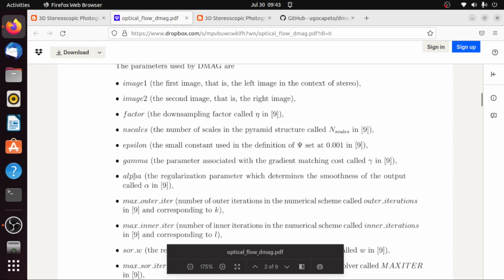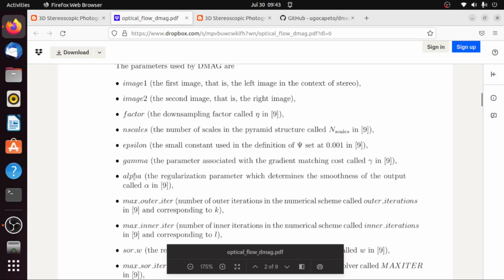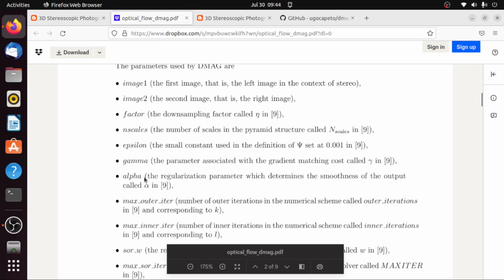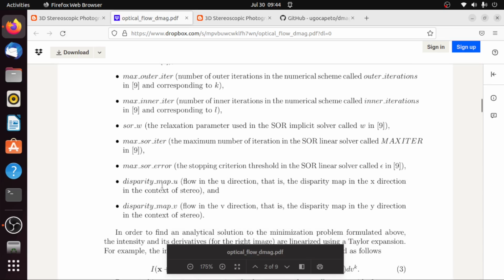alpha is the weight of the smoothness term. So this is very important. The higher the alpha, the more smooth your depth map is going to be. The lower the alpha, the less smooth, but probably the more accurate the depth map is going to be. And then you have several parameters here that don't really matter that much.